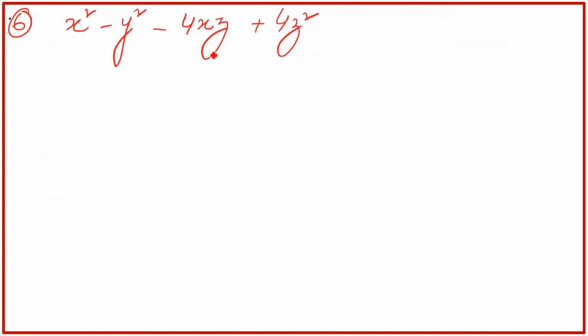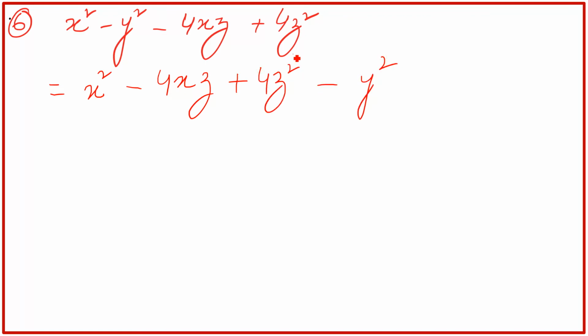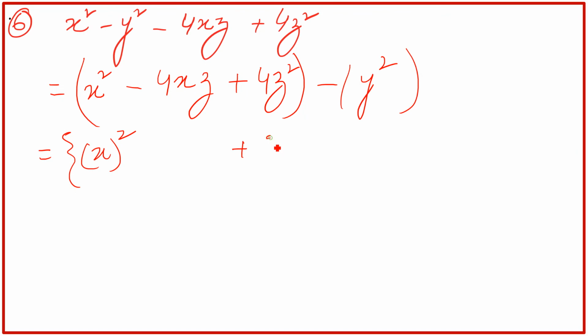Last question. x square minus y square minus 4xz plus 4z square. Right? So see, we will arrange it. x square minus 4xz plus 4z square minus y square. This is one and this is second, right? Can we take the square of the first term? Yes, we can. Can we take the square of the last term? Yes, you can. And then this is y square, right?